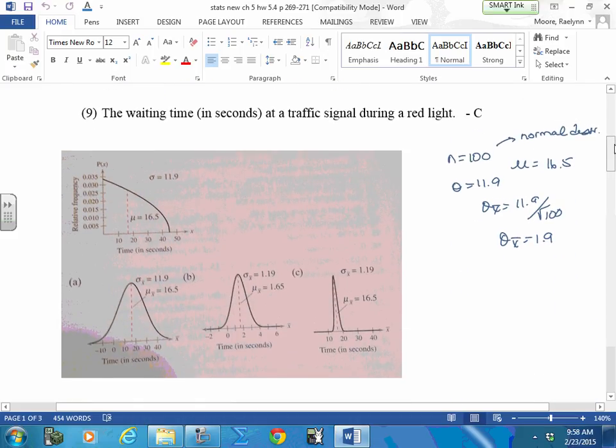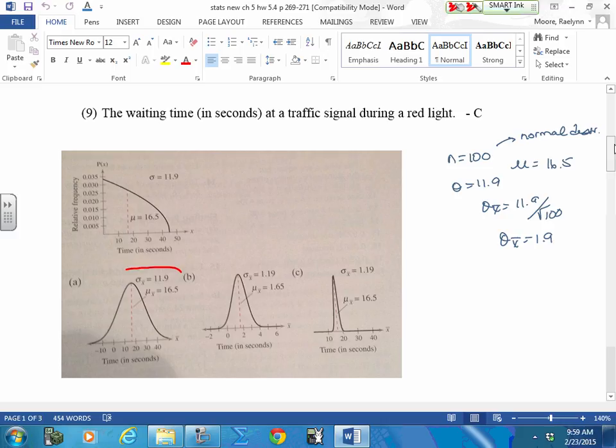Okay. This was a good one, but you could figure this out so easily. The waiting time in seconds at a traffic light during a red light. They wanted to know, based on your sample, you had n equals 100. If n is greater than or equal to 30, you have to get a normal curve. That's why you see 3 normal curves. Which one is it going to be?